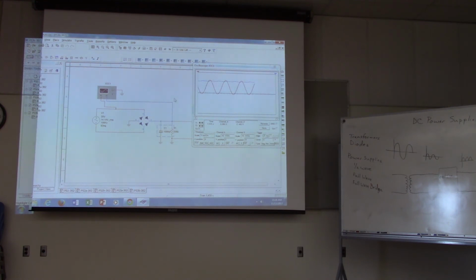So like you said, tell us what capacitor we have to use? Yeah. It says to do it with 100 microfarads and with 1,000 microfarads.